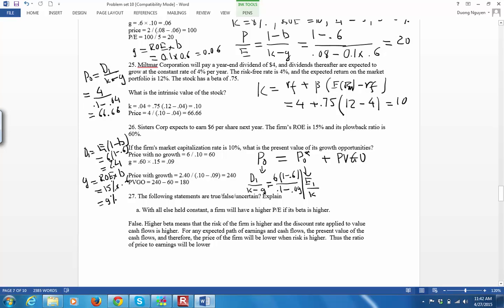0.09, and this is equal to 240. E1 over K, earnings $6 over K, which is 0.1, is $60. So the price with growth is 240, the price without growth is 60. So PVGO here would be equal to 240 minus 60, equal to 180.